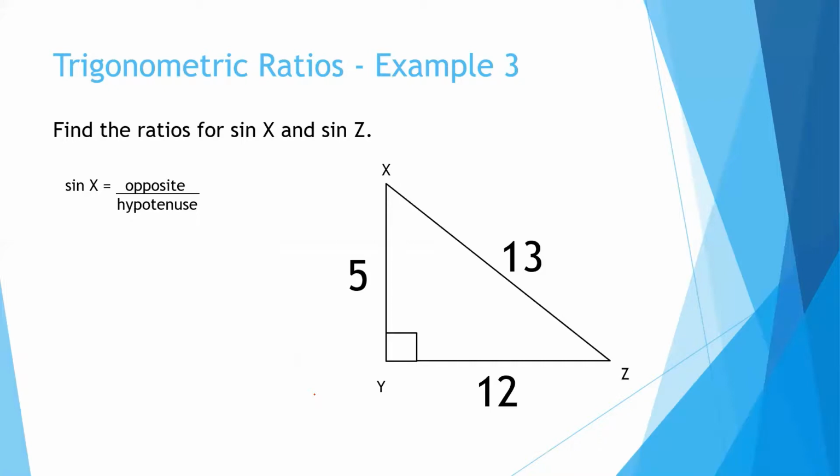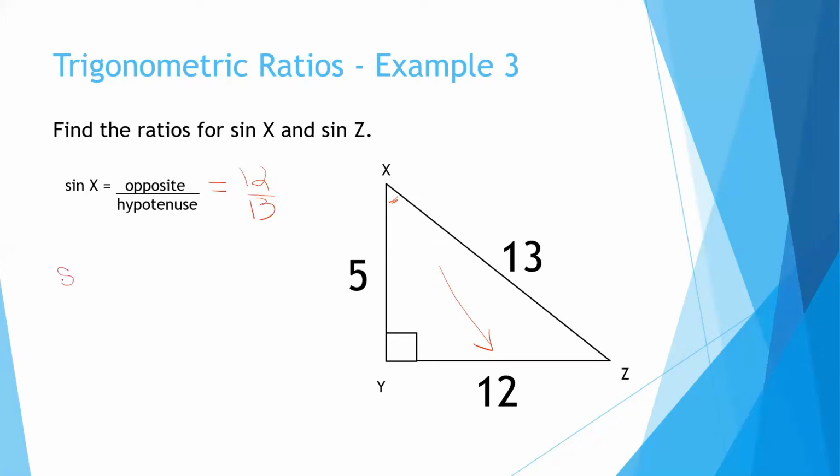Okay, example 3. Find the ratios for sine x and sine z, as in zebra. Okay, so we have our sides labeled, and I gave us our little ratio. Sine x is equal to opposite over hypotenuse. So let's look where x is. This is angle x right here. So opposite of it is 12. And where's our hypotenuse? It is 13.